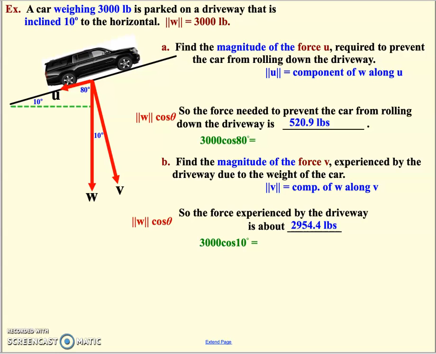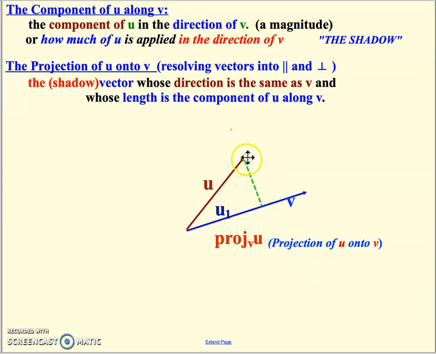Okay, so that's a component of one vector along the other, but this time we're on an incline. Then there's projection. Well, projection is really a step up from shadow. So the shadow, remember, was the component of u along v. So how much of u's length is in the direction of v, but that was another length or another magnitude. So cast our shadow.